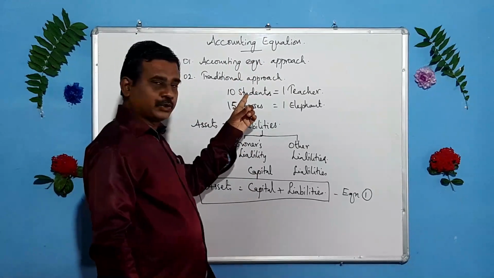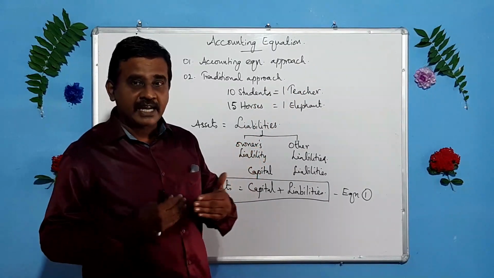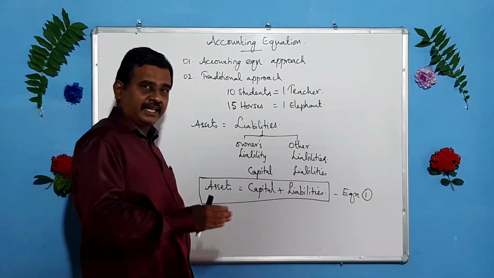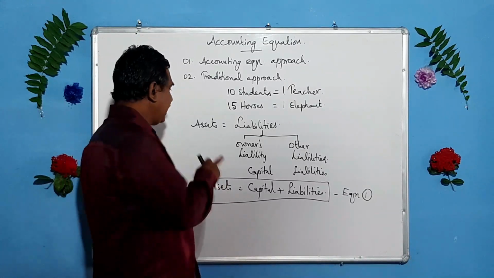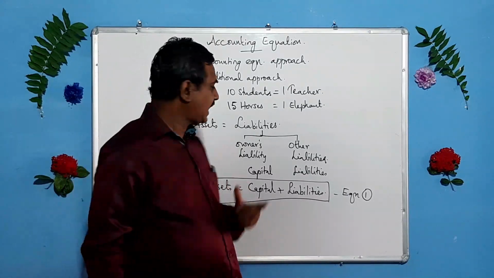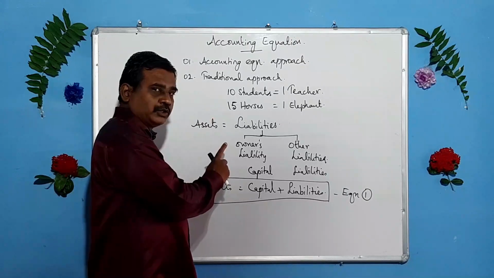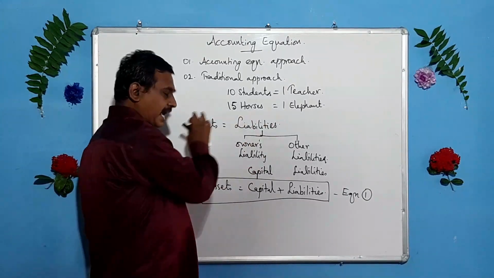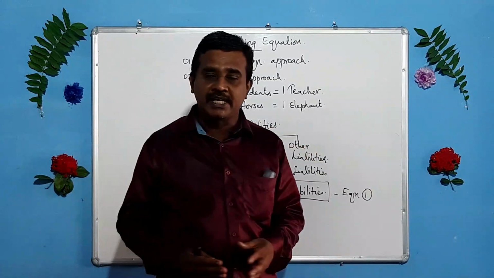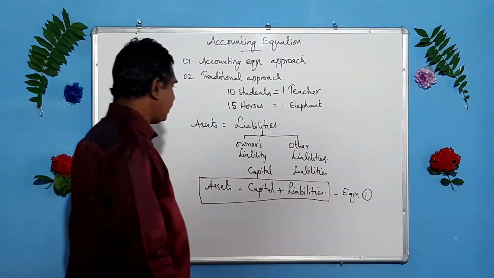I told you that two items will normally be taken. Minimum two items will be taken, and we try to make a link between those items. Here, in accountancy, we take assets and liabilities. You know the meaning of assets and the meaning of liabilities, and assets are equal to liabilities, and this is an equation, and only on this equation the whole accountancy is framed, the whole accountancy is built.